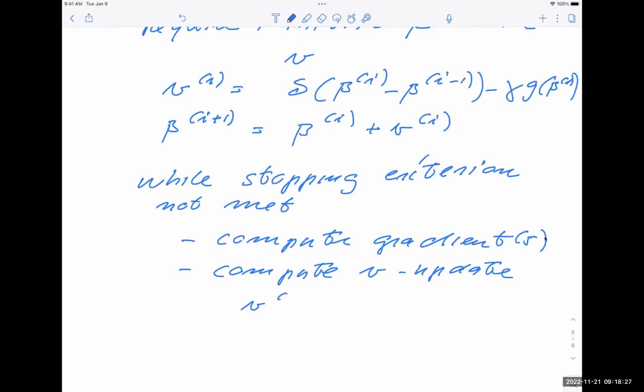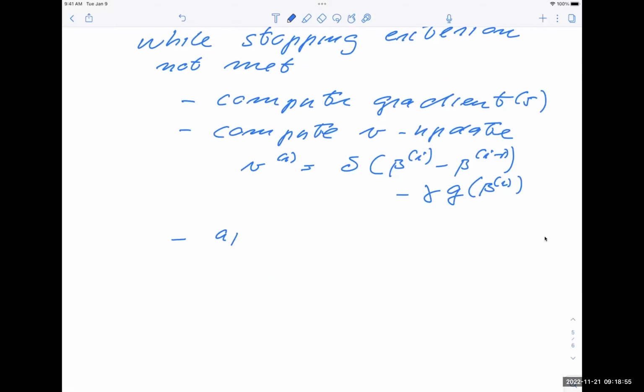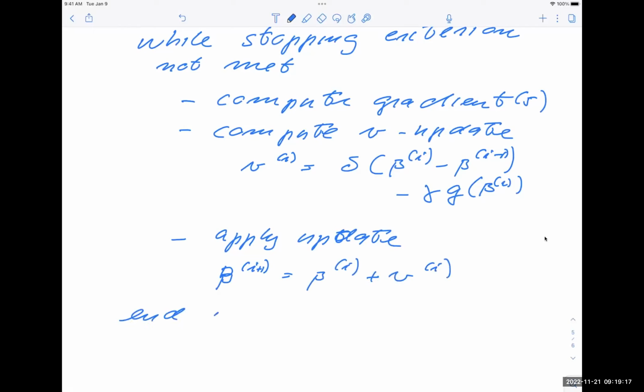So we would calculate this v of i as written above, where we keep the information about the previous stage. And this is now given in terms of the gradients g of beta of i, which we get from this quantity here. We compute the gradients first. And then we apply the update. And we keep iterating till we have reached the convergence criterion. So this is beta of i plus 1 is equal to beta of i plus v of i. And this is end while.